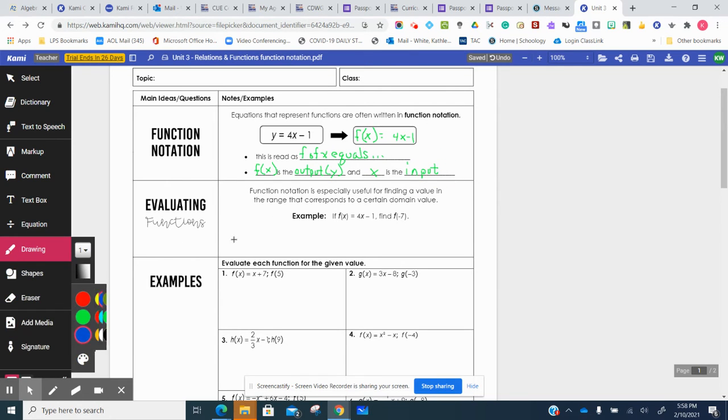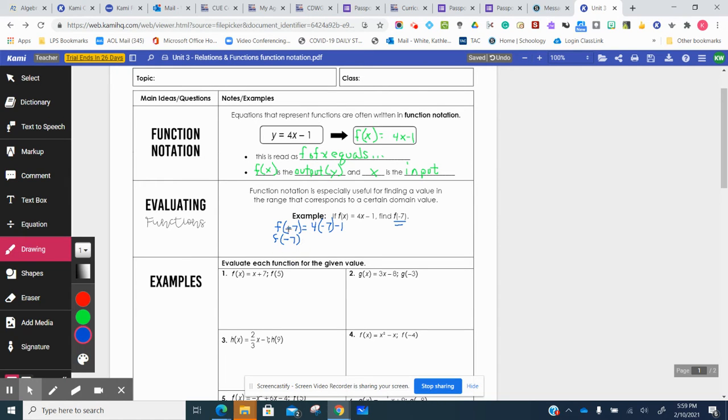Alrighty? Now, right here we have an example, and we want to find a value in the range for a certain domain. And this domain is -7. Remember, -7 is the x value. So I'm going to write this as f of -7. And then anywhere in the equation that I see an x, I'm going to replace it with -7. And that's all you have to do is substitute.